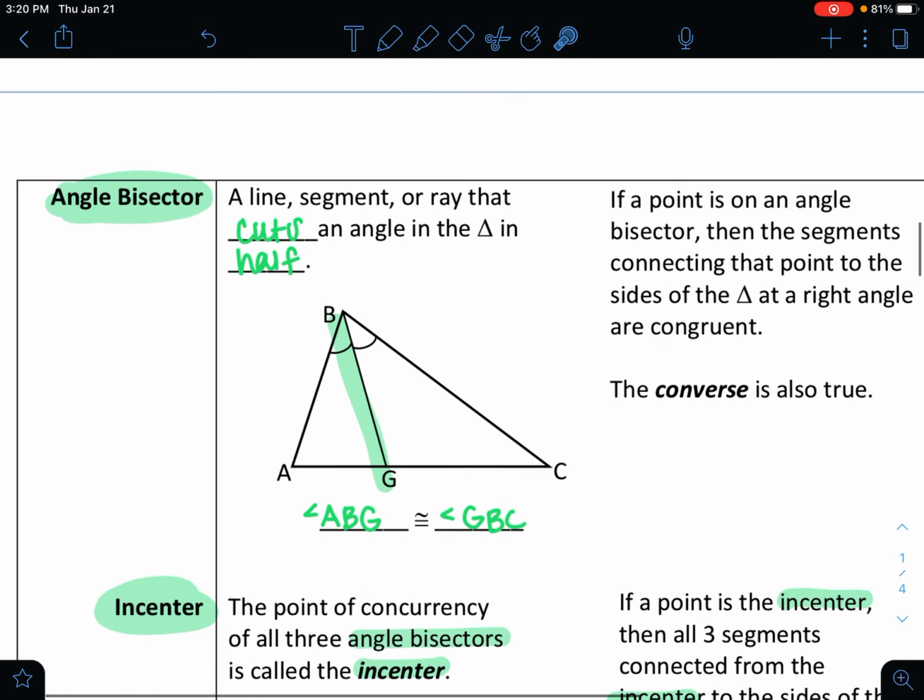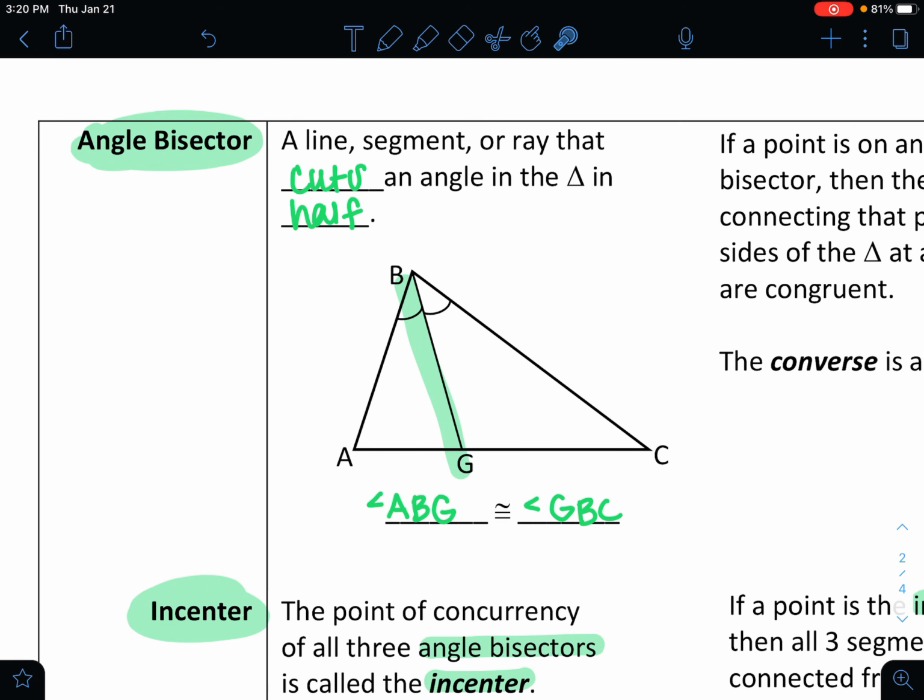Okay, so now we have angle bisector. So this is the third type of segment in triangles. An angle bisector is a line, segment, or ray that cuts an angle in half.